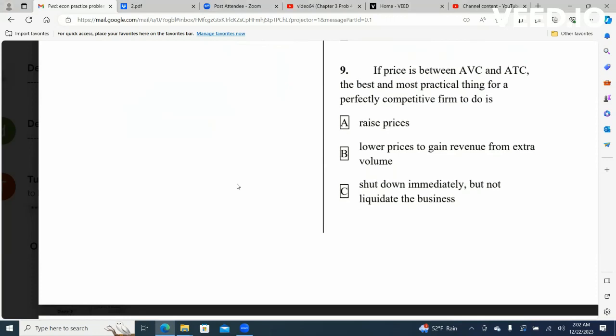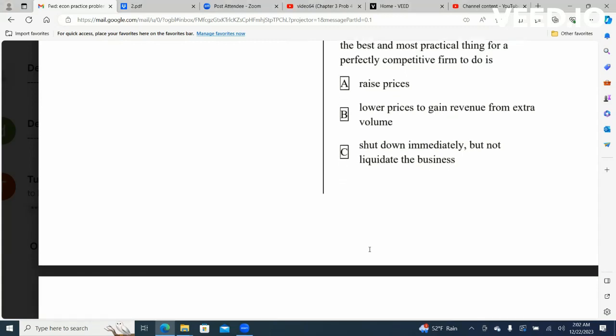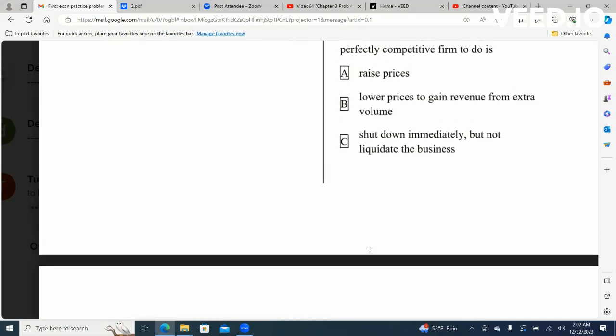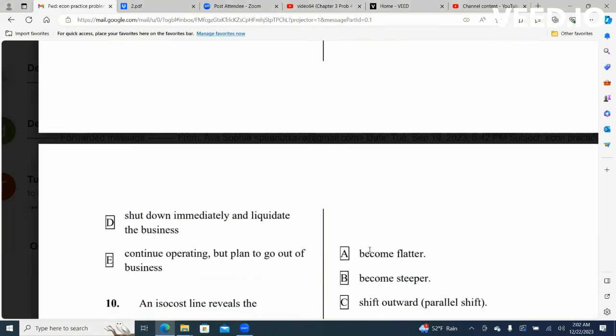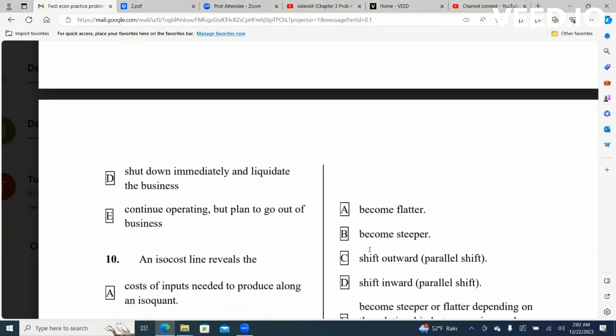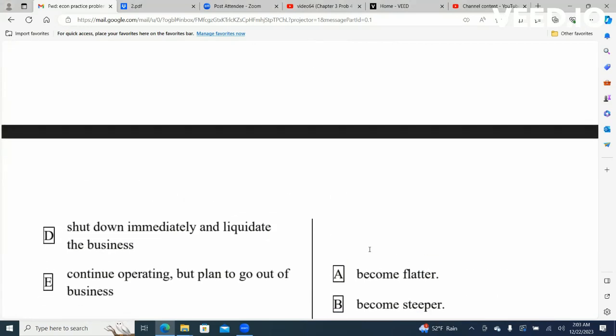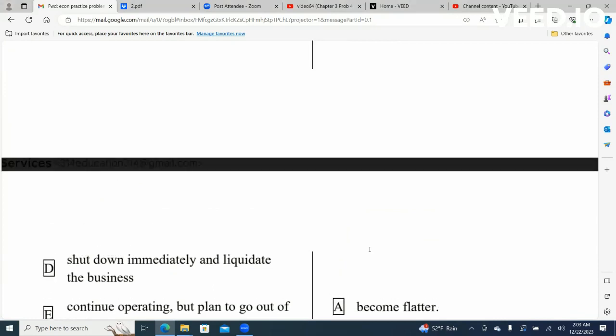I think number 9 is just stating a very similar definition. If price is between the average variable cost and the average total cost, the best and most practical thing for a perfectly competitive firm to do is what? Those are not them, so we don't worry about that one so much. The correct answer is going to be E.